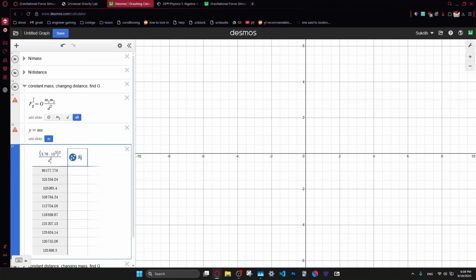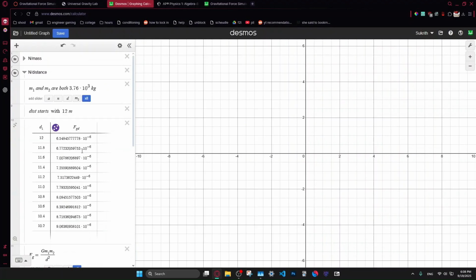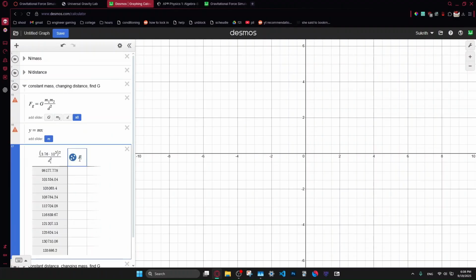And then we're going to set our y values equal to the force that was gained from changing the distance. So that would be this stuff over here, F GD.